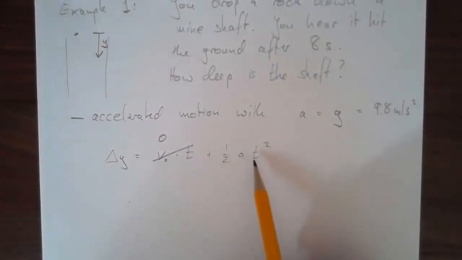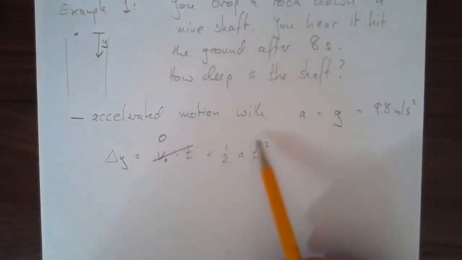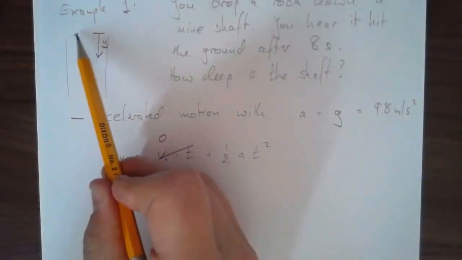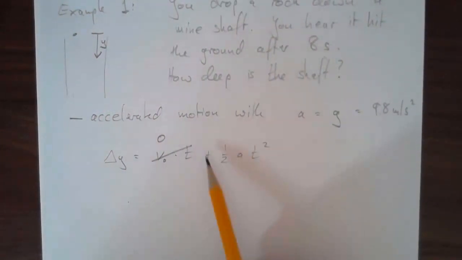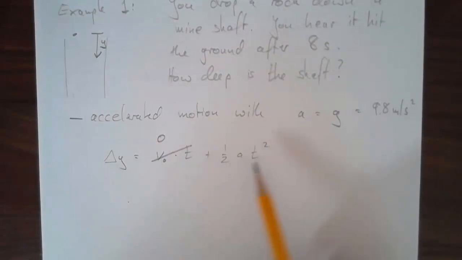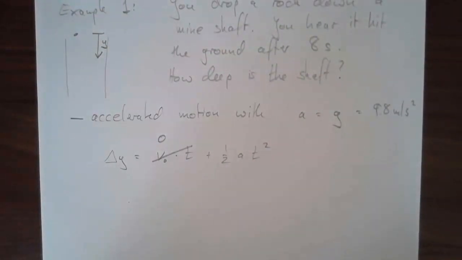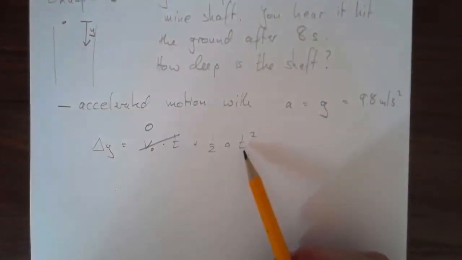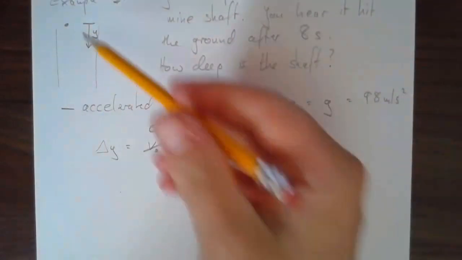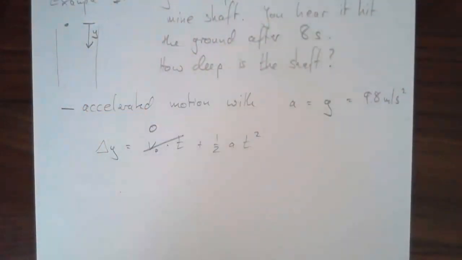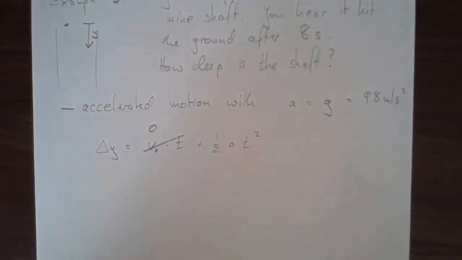Now, you might be worried, why am I using t instead of delta t? What happened to delta? It's true, I might have written delta t. But if I'm just saying I'm going to start my timer right here, then the value of time is the same as delta t, so you often see it written like this. It doesn't matter as long as you know what you're doing. If you understand the concept, t represents the time from the start to whenever I care about how deep it has fallen, and we're going to care about it after 8 seconds.